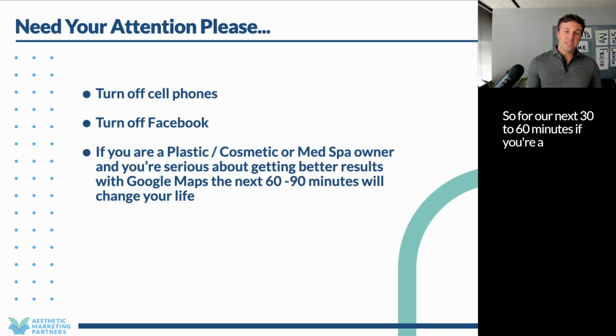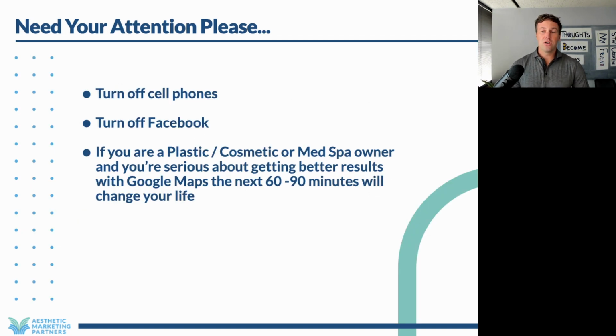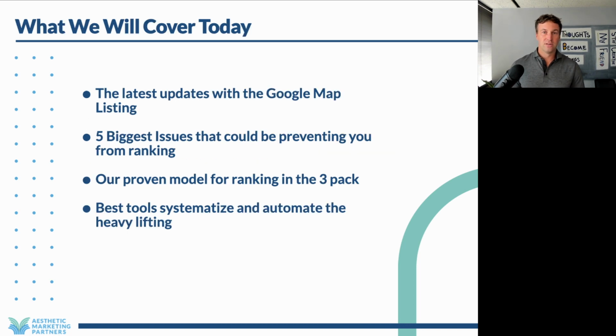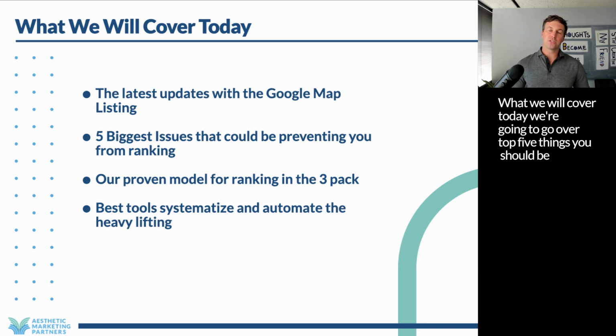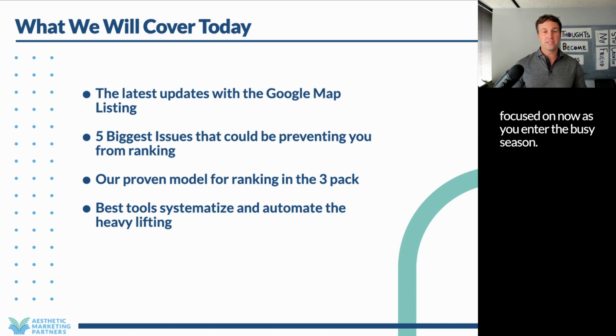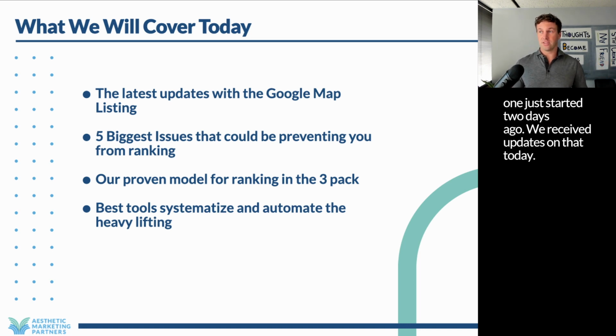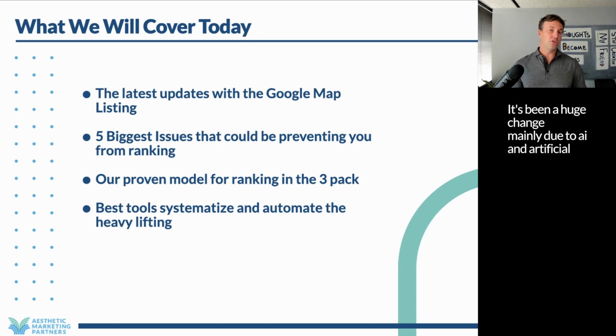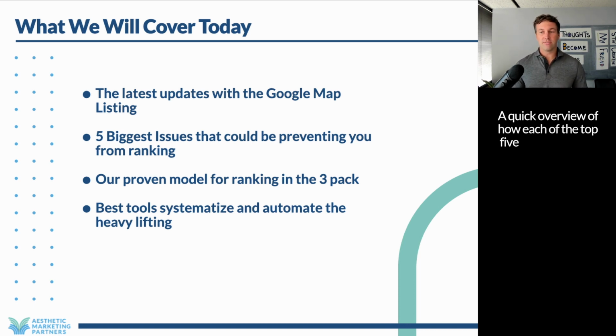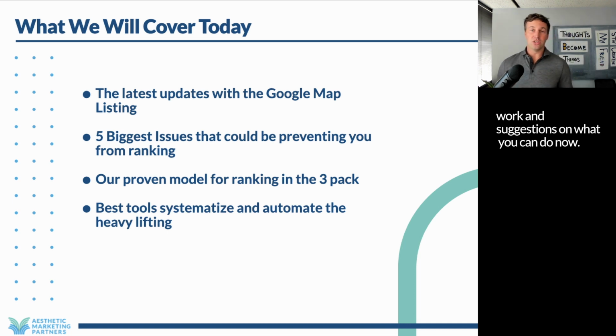So for the next 30 to 60 minutes, if you're a plastic cosmetic surgery practice or med spa, and you're serious about growing your practice, this can change your life and help you grow your practice. What we will cover today, we're going to go over top 5 things you should be focused on now as you enter the busy season, possible areas of marketing that are hurting you or maybe mistakes that you've made in the past. There's been major updates of the Google algorithm. In fact, another one just started 2 days ago. We received updates on that today. It's been a huge change, mainly due to AI and artificial intelligence in content writing. We'll go over that later. A quick overview of how each of the top 5 work and suggestions on what you can do now.